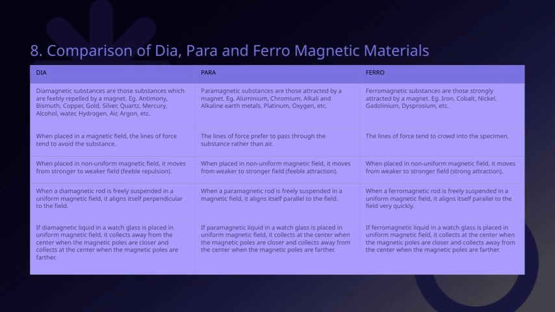If you place a diamagnetic rod in a uniform magnetic field and suspend it freely, it will naturally align itself perpendicular to the magnetic field lines. Moving on to paramagnetic substances, these are materials that are attracted by a magnetic field. Examples include aluminum, chromium, alkali and alkaline earth metals, platinum, and oxygen.